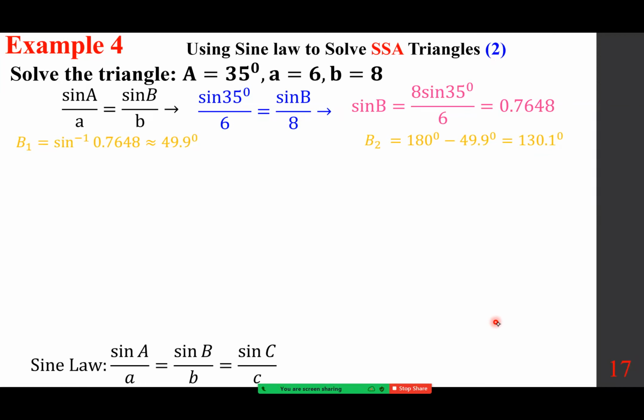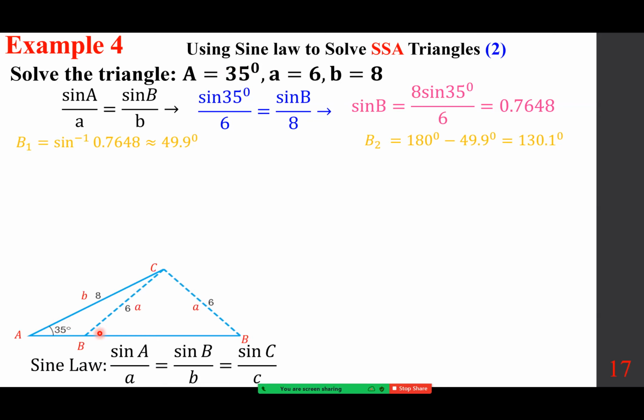So we have capital A, lowercase a, lowercase b, capital B, two of them. Now we're going to find lowercase c and capital C. Now, the very first thing, capital C is very easy. We have two angles, add them up, subtract it from 180. So we have this 35 degrees here. We have this 8 here. We have this 6 and 6 here.